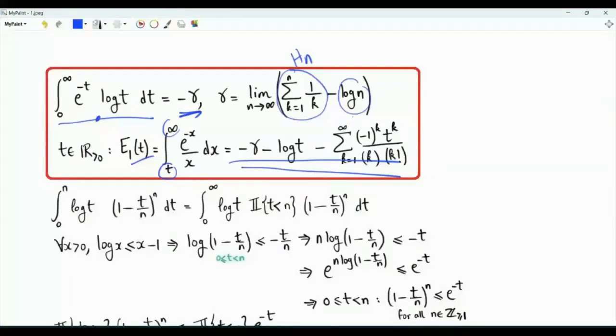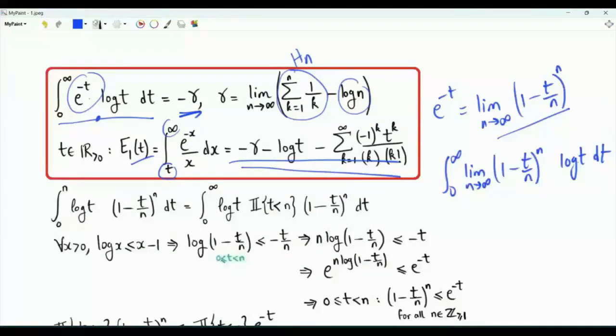To evaluate this integral, we make use of the fact that e to the minus t is the limit as n tends to infinity of (1 minus t over n) to the power n. We can replace e to the minus t by this limit here. The question now is whether we can interchange the order of limit and integration. So we will spend some time trying to justify taking the limit outside the integral.